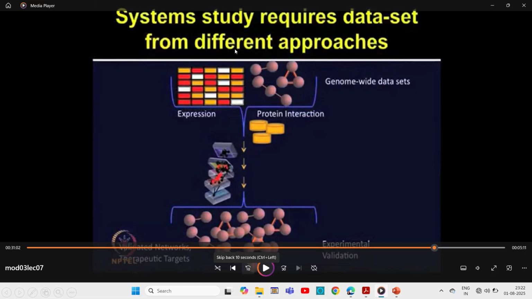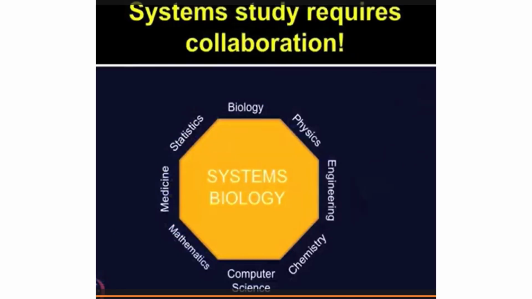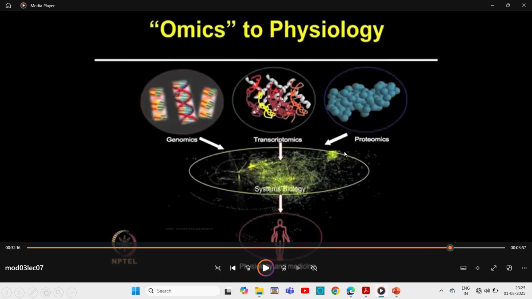So it requires data sets from different approaches: from genomics, from proteomics, from transcriptomics, from experimental validation, etc. It requires input from each and every aspect of systems biology so that understanding becomes easier. As we just said, it requires physics, engineering, chemistry, computational science, mathematics, everything. So for studying the whole system, this interdisciplinary approach is required. That's what systems biology is, studying each and everything. In that, we are just dealing with proteomics.